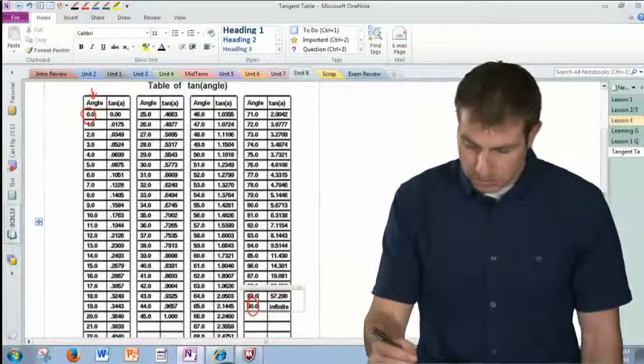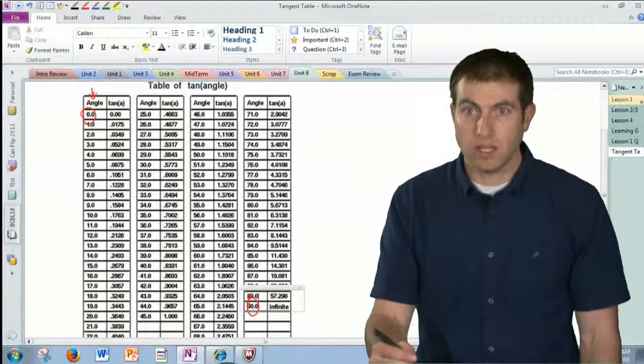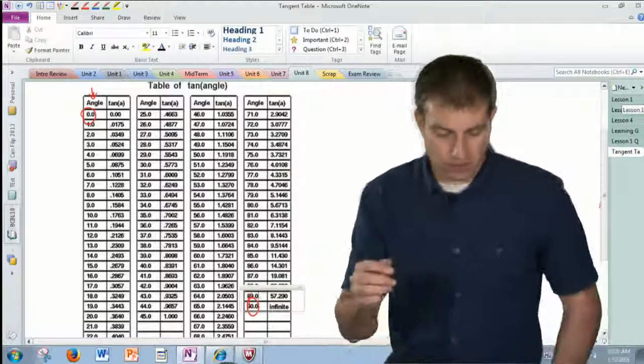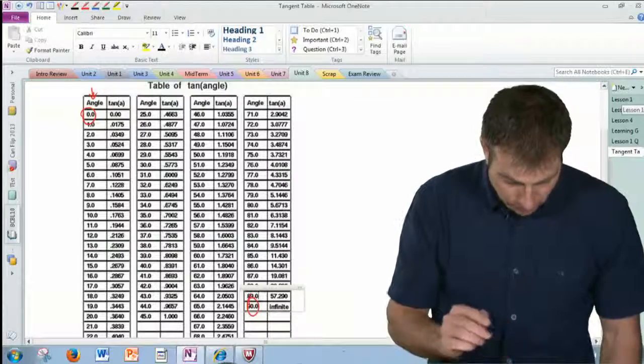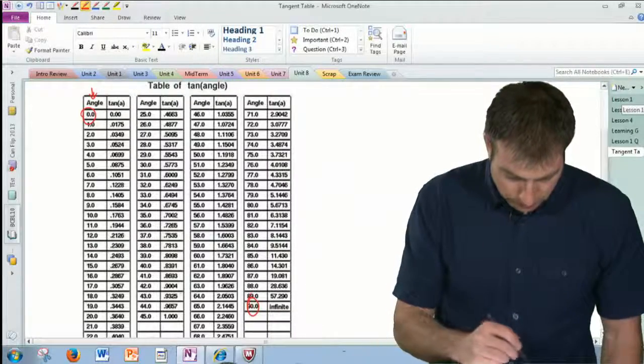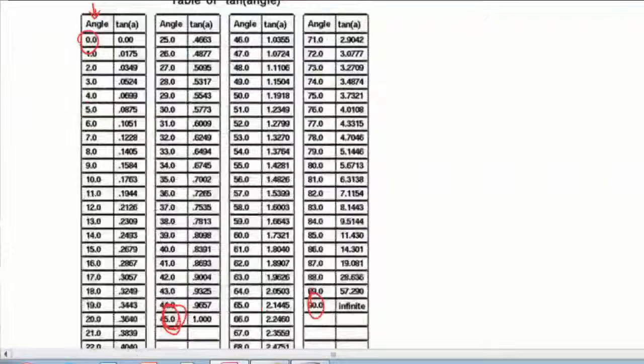So I'm going to jump back to the lesson. How did they do math to find those numbers? That's a great question. Let's pick a really easy one, like 45 here, 45 degrees. You can see that the ratio is exactly 1.